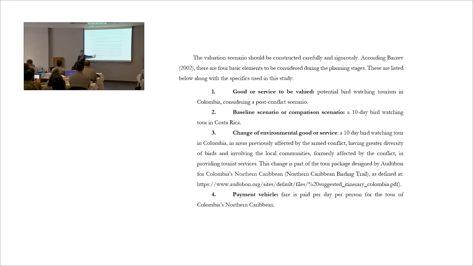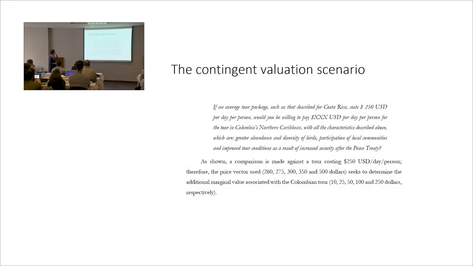So they set the scenario, and then the payment vehicle. The payment vehicle is the increase in the tour cost for these activities. So they set the scenario, they ask the contingent valuation questions, and as we discussed, it is a referendum format, and appropriately, as it should be in a publication, it is XXX, and the XXX has been 10, 25, 10, 100, and so on and so forth. So they have different values that are randomly distributed across respondents.